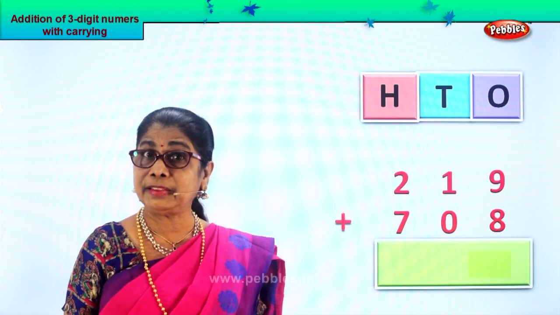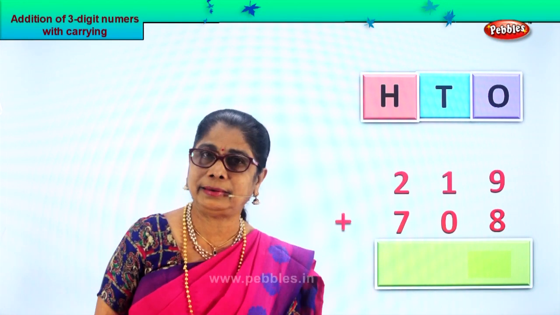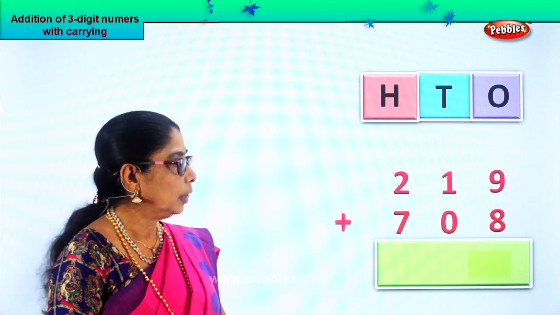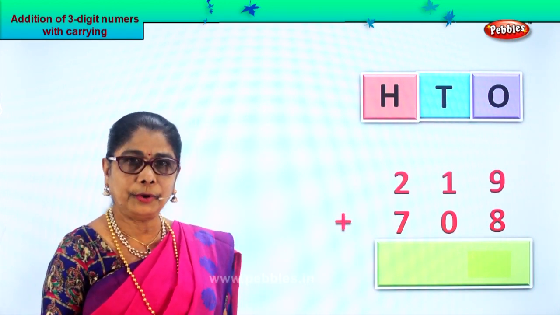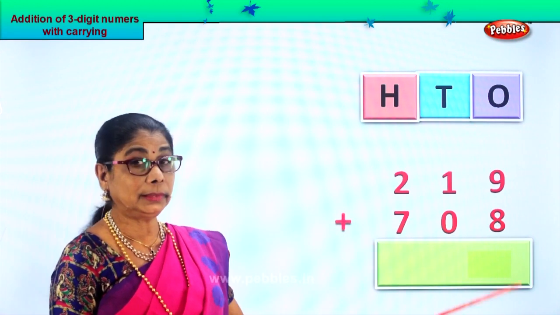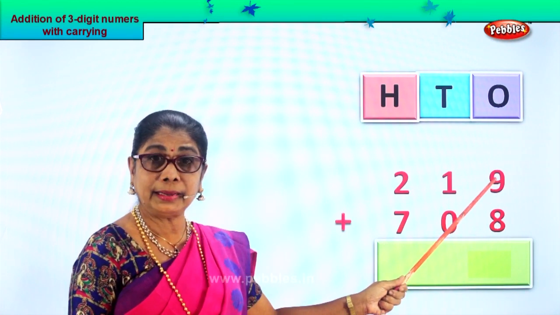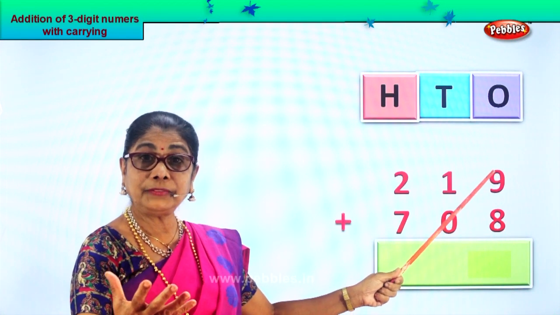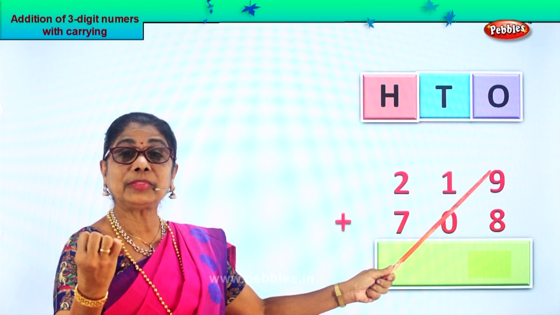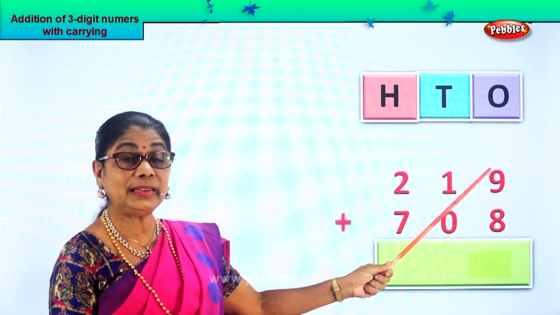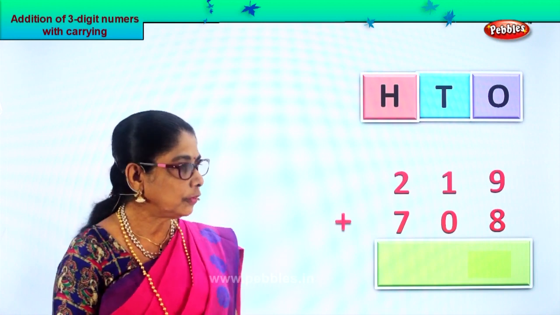Look, the sum given to us is 219 plus 708. Okay? Now, we have put them under ones, tens, hundreds. Okay? Now, let's add all the ones. 9 ones and 8 ones. 9 in the mind. Take 8 fingers. After 9, 10, 11, 12, 13, 14, 15, 16, 17. 9 ones plus 8 ones make 17. So we put down 17.